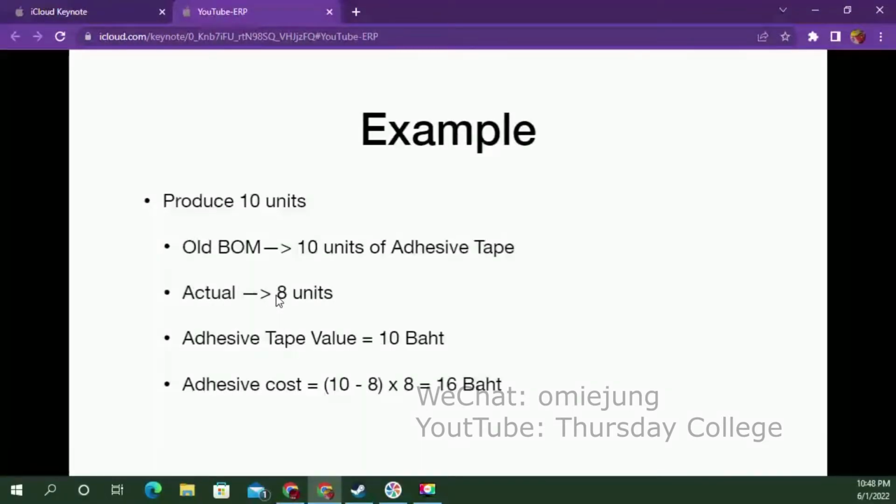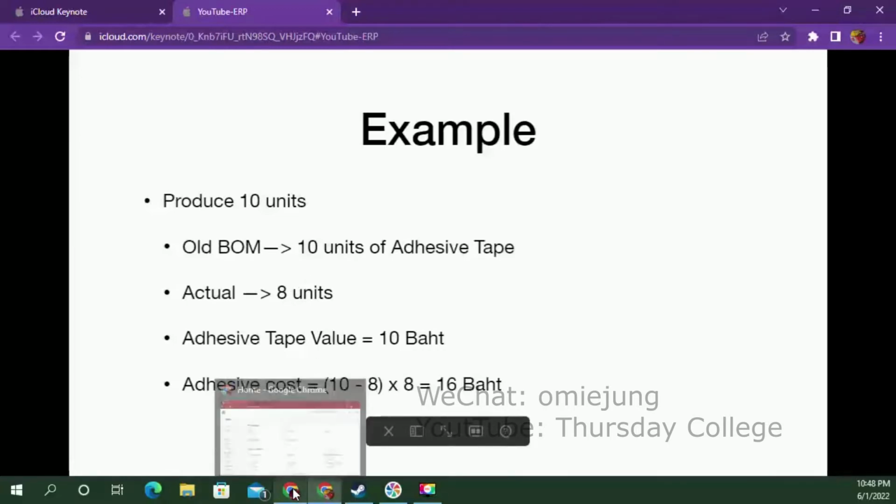And then the example, the case study scenario we are going to do, is 10 units of adhesive tape, but actually we usually use just 8 units. Okay, so let's see.